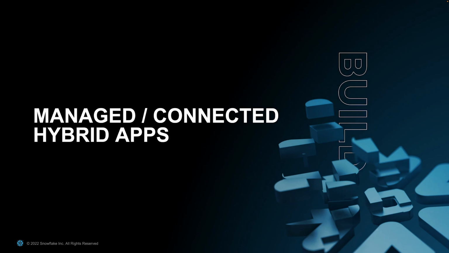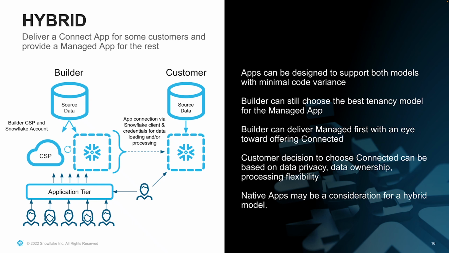Now I want to talk about the hybrid model where you can combine managed applications with connected applications. So in this example, imagine you're a managed application builder. And what you're going to do is build your application the way that you would. But in the back of your mind, you're thinking to yourself that down the road, there's the potential for you to have customers that are going to want the connected model. And you design your application in a way that would make it very easy and transparent for you to run your application within the customer account.